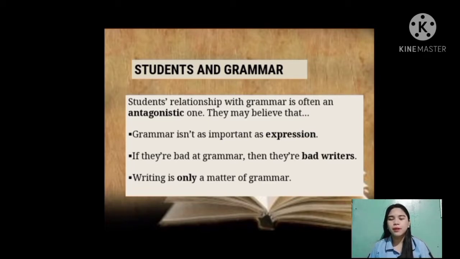Next, if they are bad at grammar, then they are bad writers, which is partially correct, but you have to encourage students to see grammar as only one aspect of their writing. Most writers struggle with something like sentence structure, commas, the use of punctuation, even spelling, but writing can always be polished and corrected before it's handed in or published. That's the beauty of proofreading and revision.